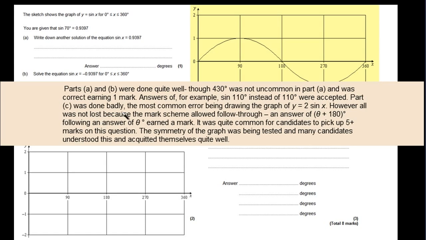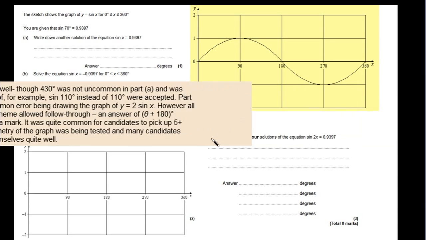Okay, part C, however, was done badly. This is the curve sketching. The most common error, they tell us, was drawing the graph of y equals 2 sine x instead of y equals sine of 2x. Okay. However, all wasn't lost because the mark scheme allowed follow through: an answer of theta plus 180 following an answer of theta earned a mark. So we'll have a look at that. Then they say it was quite common for candidates to pick up 5 or more marks on this question. So it's one of those questions that people are going to have a go at if they've got any sense and pick up quite a few marks. Good. The symmetry of the graph was being tested. So we'll have a look at that. And many candidates did understand this, so they acquitted themselves quite well.